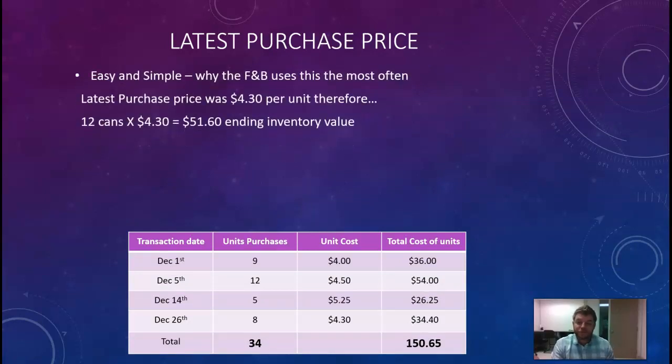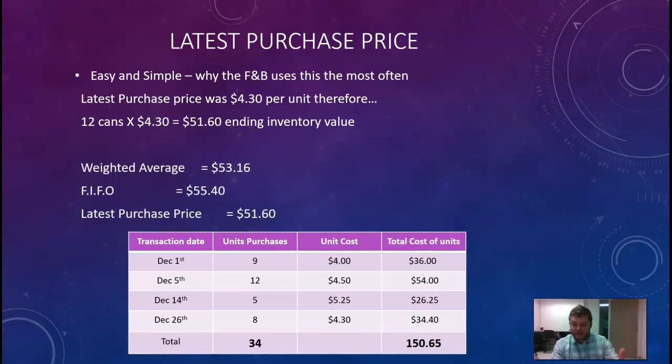And then the latest purchase price, again the one that we use most often and the easiest. We would just say, if you have 12 left, what was the last price that we purchased it at? Well, that was $4.30. We have a $51.60 ending inventory value. Again, take a look at it. Depending on what we have chosen for inventory valuation, we have a variance of almost $4 between one and another.